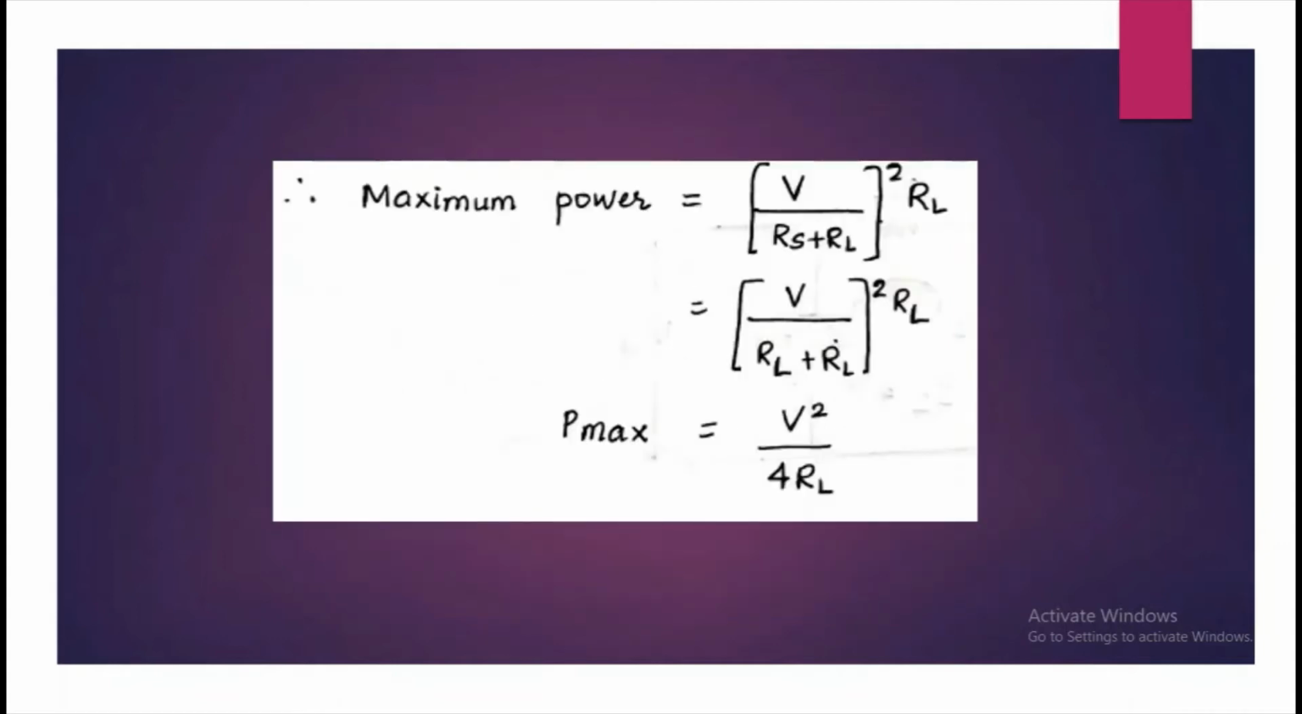And the value of the maximum power is equal to V divided by (Rs plus RL), the whole squared, into RL. So substitute Rs equal to RL. On squaring we get V squared by 4RL, which is the maximum value of power, that is Pmax.